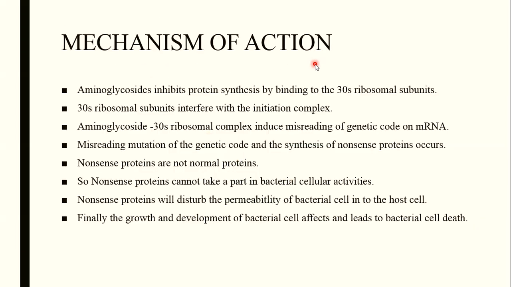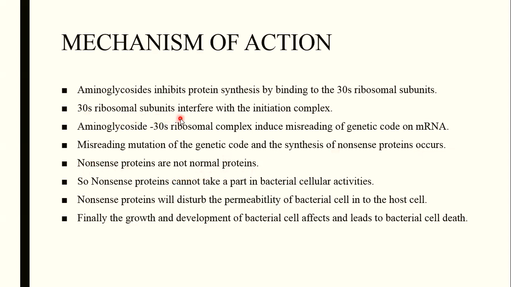We'll see the mechanism of action of aminoglycosides. Aminoglycosides inhibit protein synthesis by binding to the 30S ribosomal subunits. During protein synthesis, ribosomes play an important role. So aminoglycosides bind to the 30S ribosomal subunits to inhibit protein synthesis. They interfere with the initiation complex. The aminoglycoside 30S ribosomal complex induces misreading of the genetic code on mRNA, messenger RNA, and the synthesis of nonsense proteins occurs. Nonsense proteins are not normal proteins.